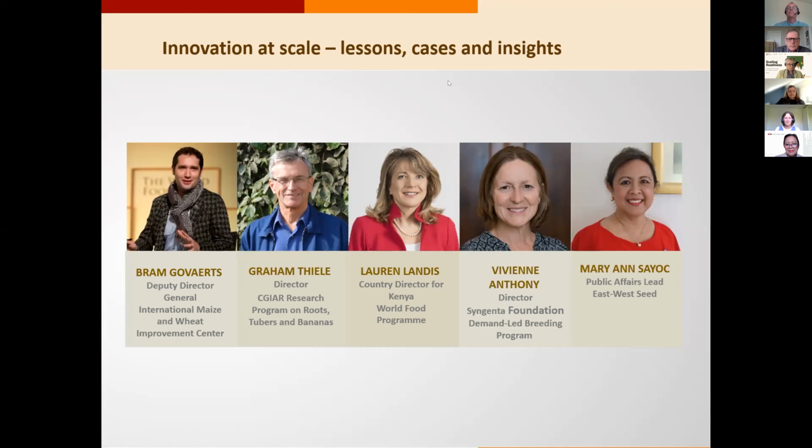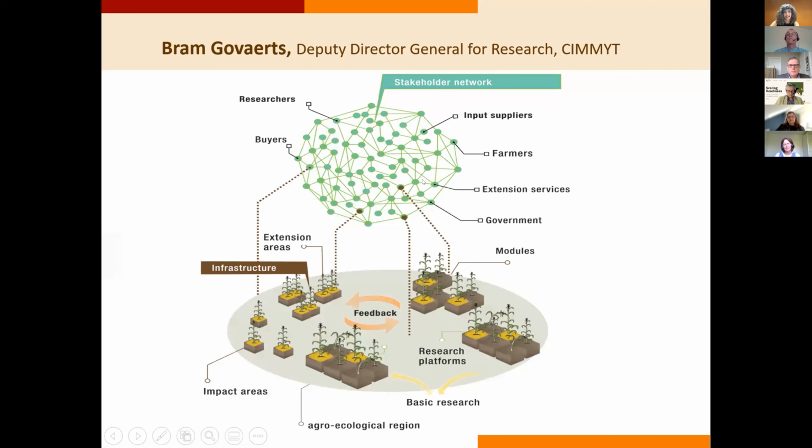I'll open up first with introducing Bram Govaerts. He's the Deputy Director General for Research at CIMMYT. Hello, Bram, and thank you for joining us today. As our first discussant, you'll be talking about MasAgro today. So can you tell us a little bit about what the business model or approach of MasAgro uses to ensure innovation is relevant and innovation is available to all? In particular, what positive impact could implementation of the agricultural knowledge management for innovation framework that you mentioned have on gender norms and power relations?